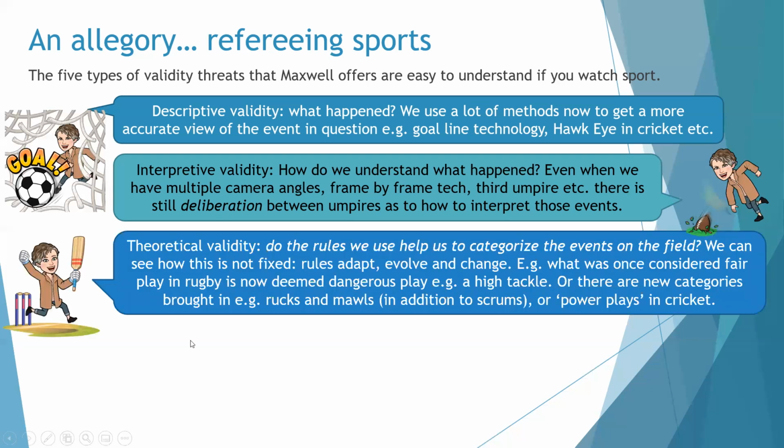Theoretical validity relates to the rules that we use in sport to classify fouls, fair play, goals, valid plays, etc. So you can see how it's also a lovely example, because you can see how the actual events that are witnessed and documented and observed in sport are in a dialogue with the rules. Rules change, often to keep up with changes in the game. For example, what was once considered fair play in rugby is now considered dangerous. The concept of high tackling didn't exist when I first started watching rugby as a child, and now it does.